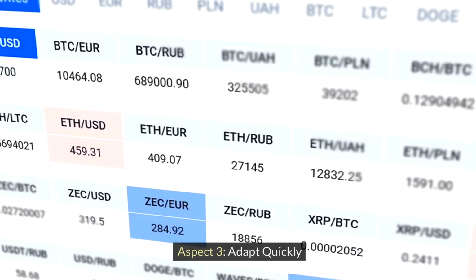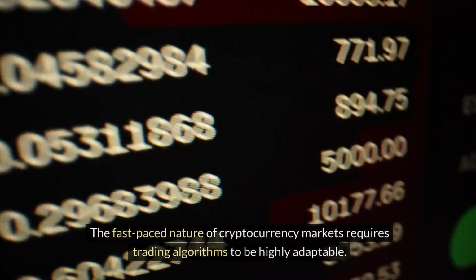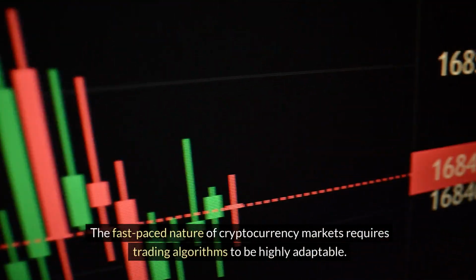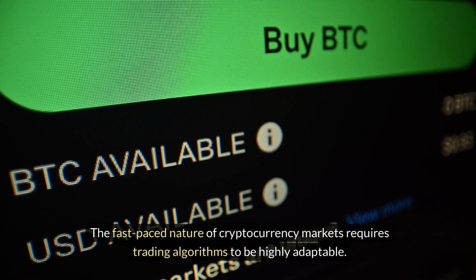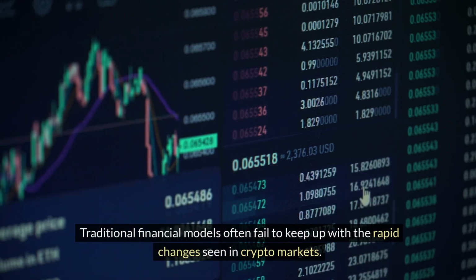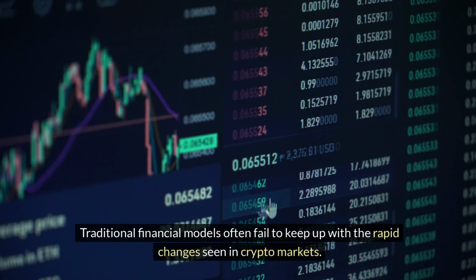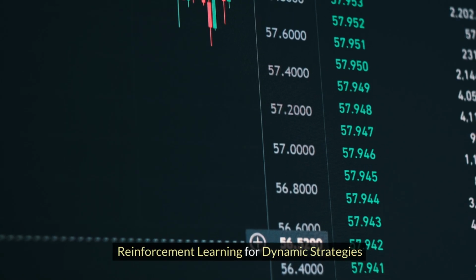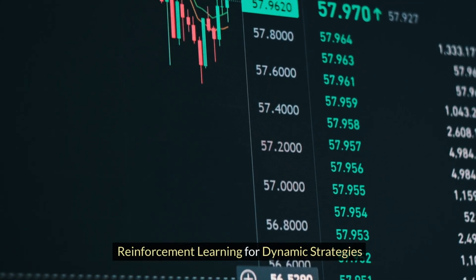Aspect 3. Adapt quickly. The fast-paced nature of cryptocurrency markets requires trading algorithms to be highly adaptable. Traditional financial models often fail to keep up with the rapid changes seen in crypto markets. Reinforcement learning for dynamic strategies.